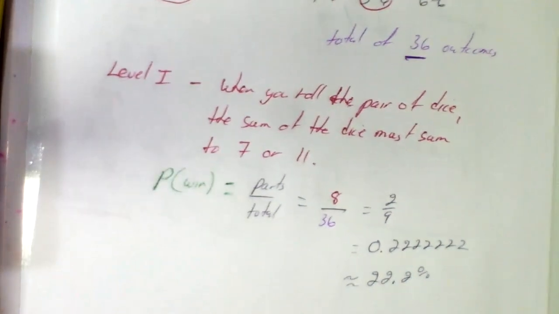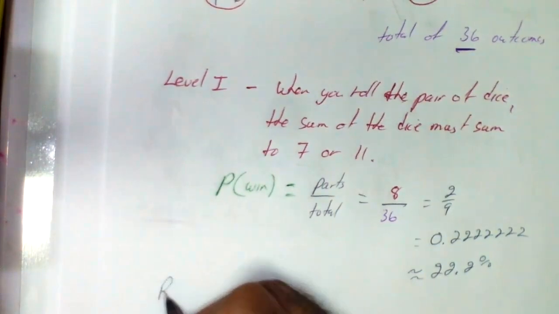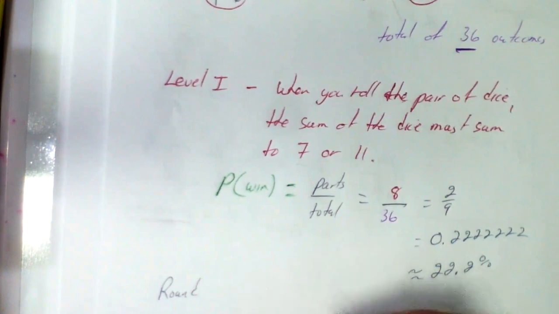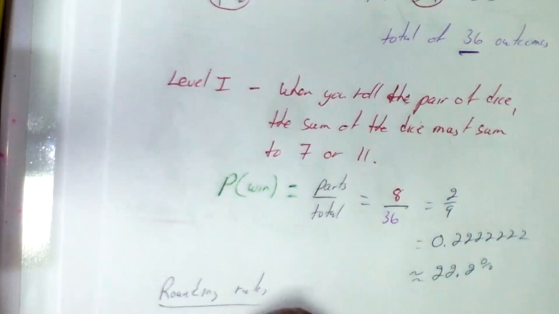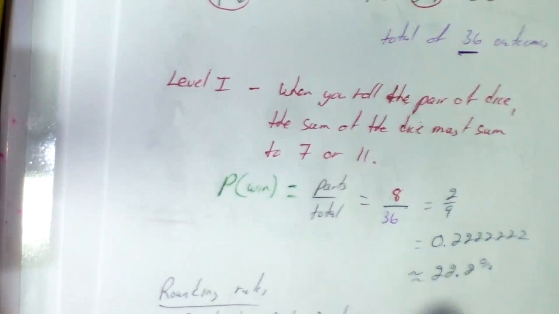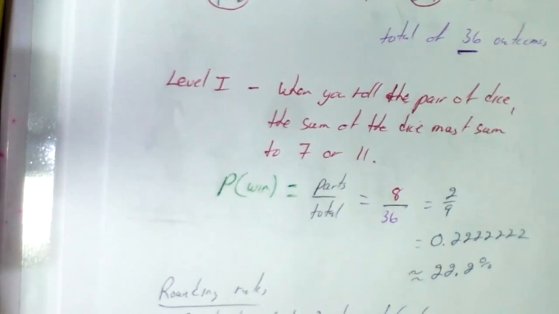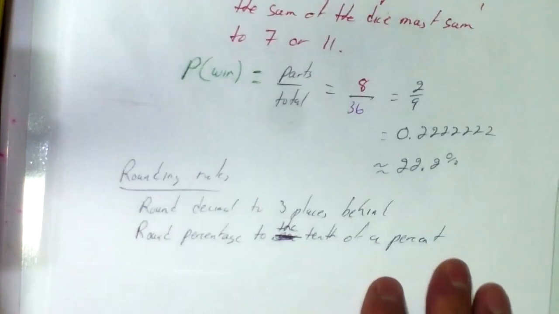Now, in the probability section or chapter, the rounding rules require us to round a decimal to 3 places behind the decimal point. And if you have it in percentage, round the percentage to the tenth of a percent.